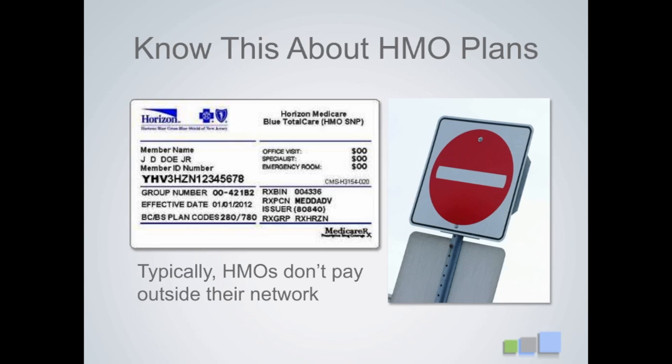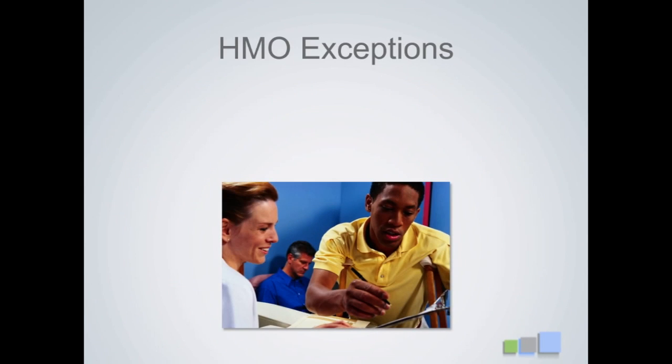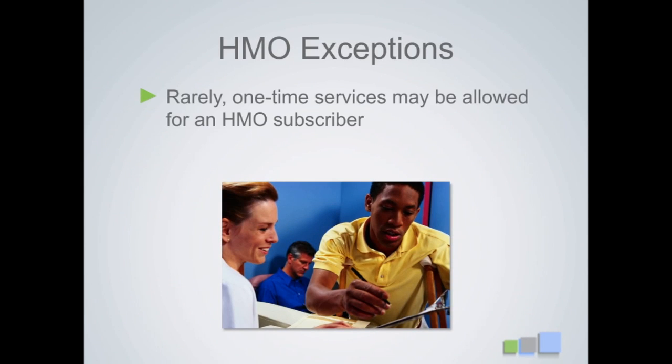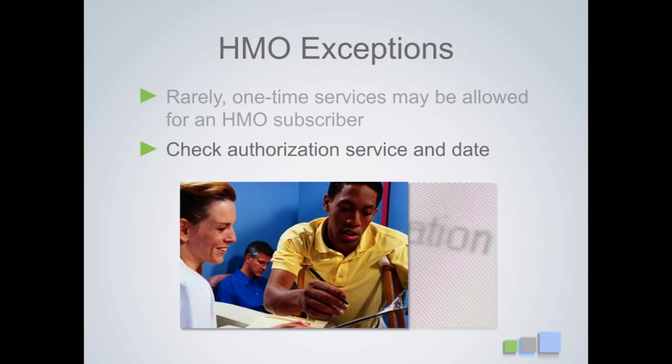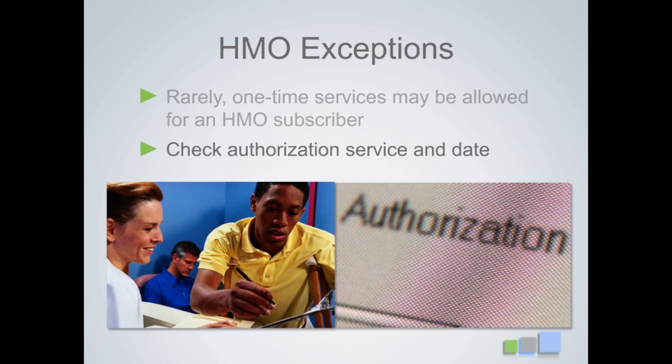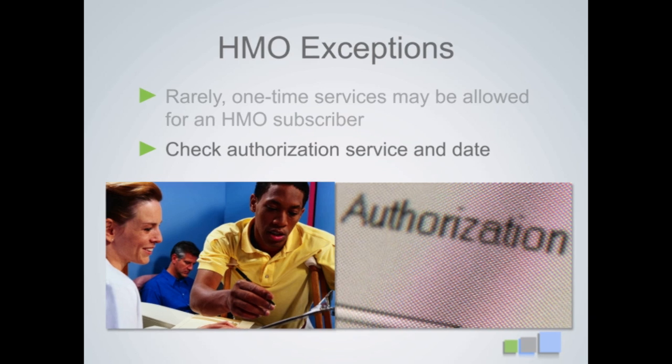That's because HMOs already pay their network doctors a monthly set rate, also called a capitated rate, to give immunizations and provide other services. In rare circumstances, a local HMO may contract with the health department for specific services or allow a member to get a one-time service. In such a case, the client must have a written authorization from the HMO noting the specific service and date range it's valid.